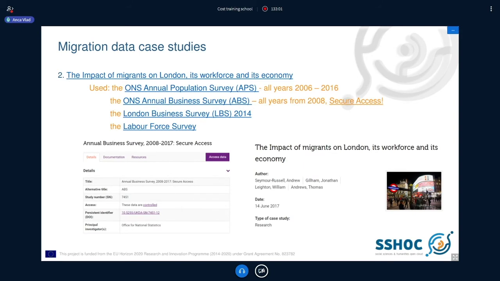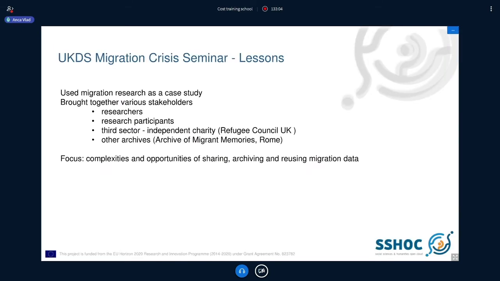Okay, so we already looked at this, and we'll move on. As part of this long introduction, and to further vouch for the importance of archiving data in a FAIR way, I wanted to share some lessons we gathered from a migration crisis seminar we organized in 2019 here at the UK Data Service. We invited various stakeholders, including researchers, research participants, third sector representatives, as well as other archives, such as the Archive of Migrant Memories in Rome. The seminar focused on complexities and opportunities of sharing, archiving, and reusing migration data.